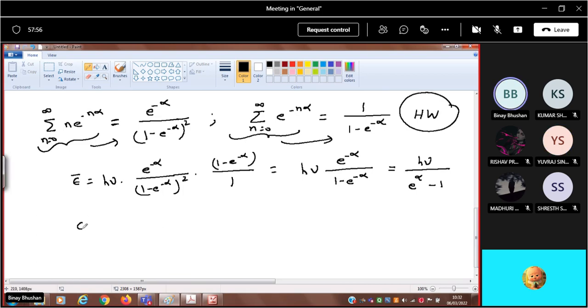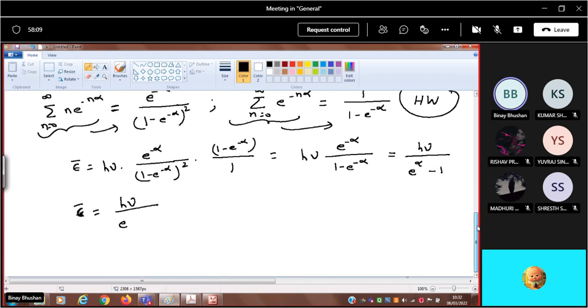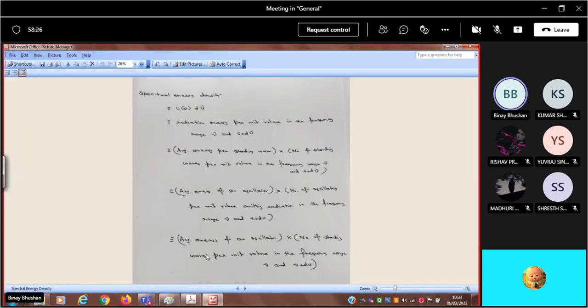So epsilon bar, that is the average energy of an oscillator, is h nu divided by e to the power alpha minus 1. And what alpha had we taken? Alpha was h nu by kT, right? So this becomes h nu divided by e to the power h nu by kT minus 1. So this is the average energy of an oscillator. That is the first term in our definition of spectral energy density. The first term is the average energy of an oscillator.